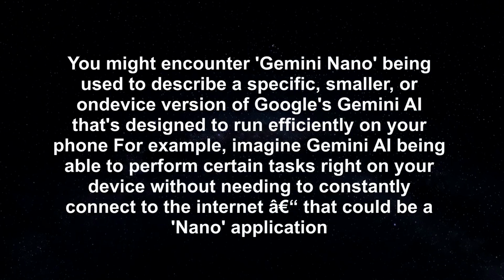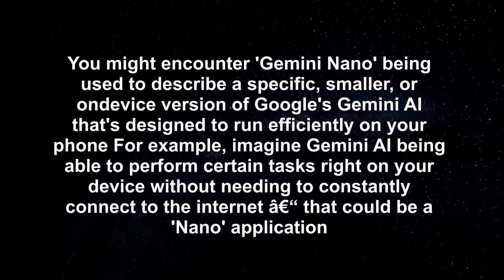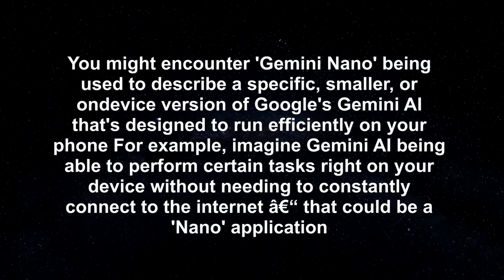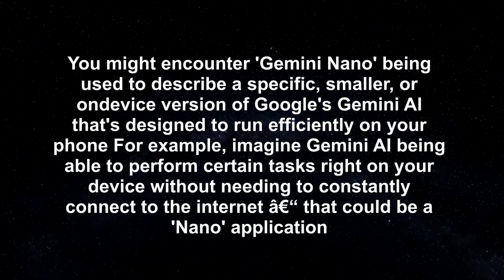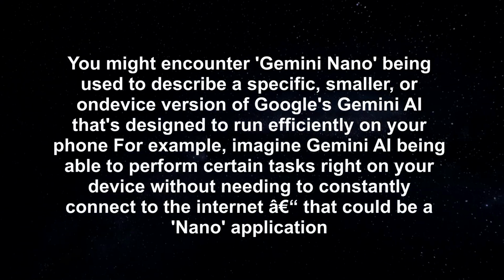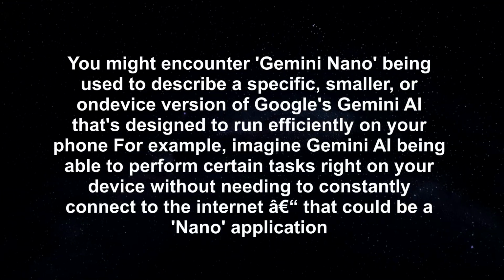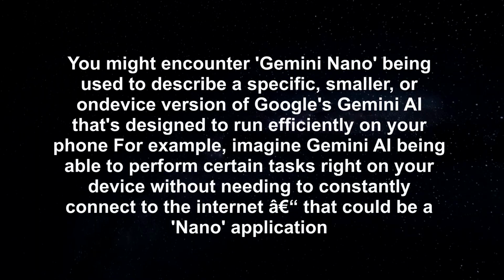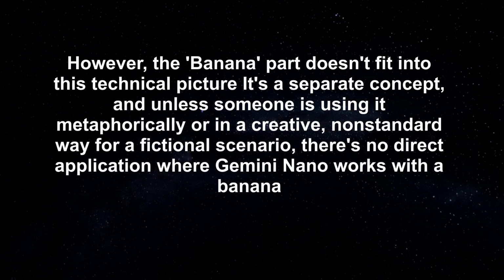You might encounter Gemini Nano being used to describe a specific, smaller, or on-device version of Google's Gemini AI that's designed to run efficiently on your phone, for example. Imagine Gemini AI being able to perform certain tasks right on your device without needing to constantly connect to the internet. That could be a nano application. However, the banana part doesn't fit into this technical picture.